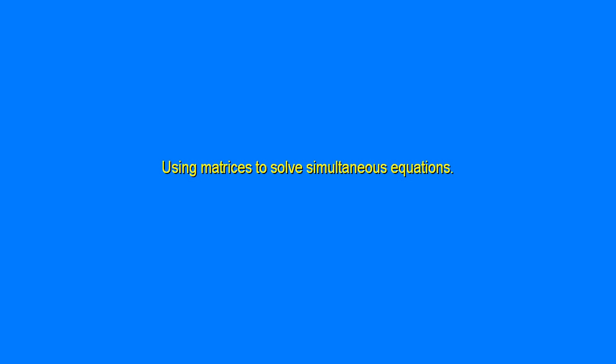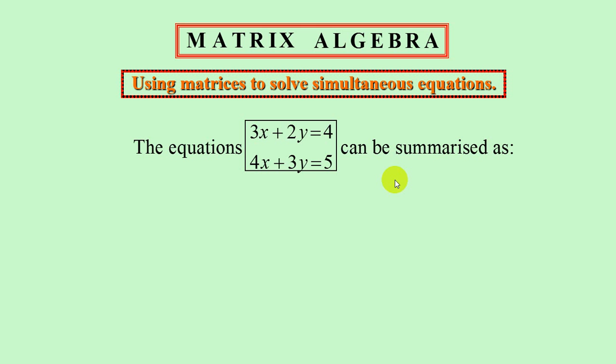Hi, we're going to look at matrices and use them to solve simultaneous equations. The equations we have are 3x plus 2y equals 4, and 4x plus 3y equals 5, and we're going to use matrices to solve for x and y. First thing we're going to do is transform this into matrix form.